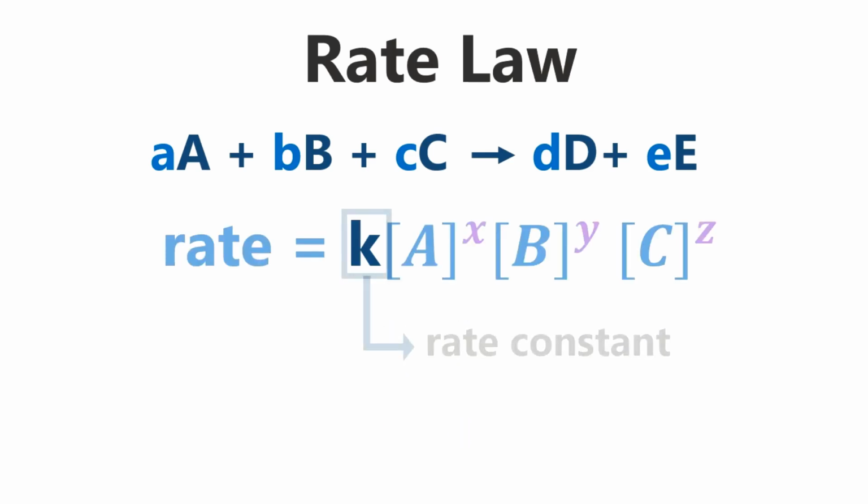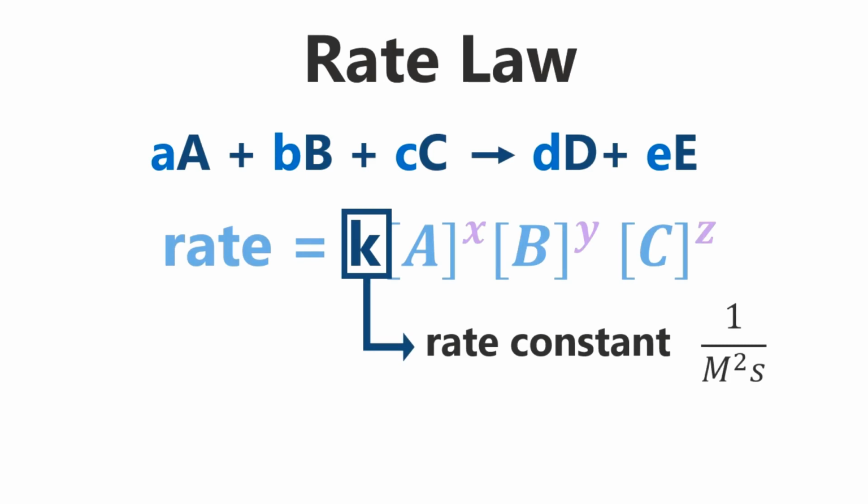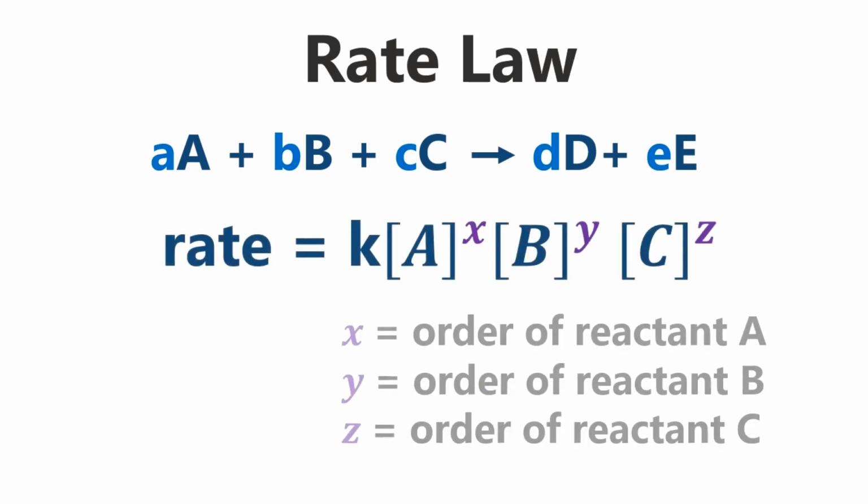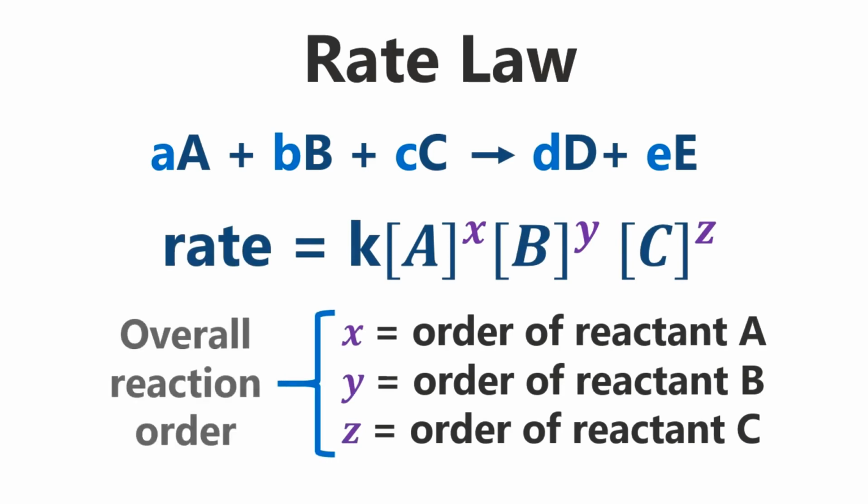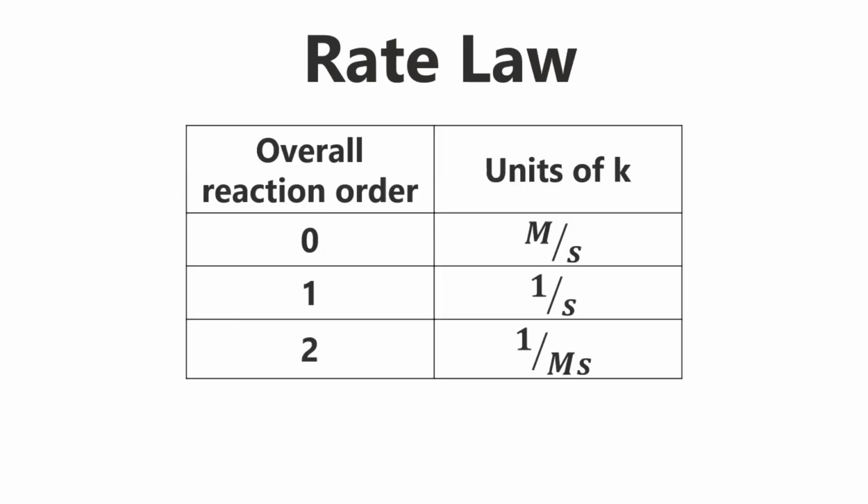k represents the rate constant with units 1 over M squared times seconds. The sum of all the orders of the reactants is the overall reaction order. For the zero order, the unit of k is M over seconds. For the first order, the unit of k is 1 over s. For the second order, the unit of k is 1 over M times seconds.